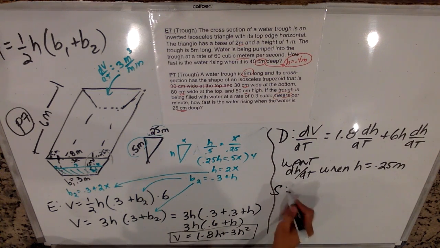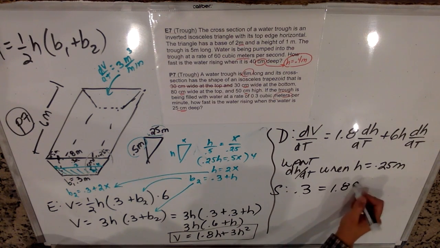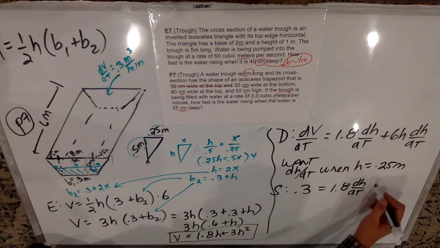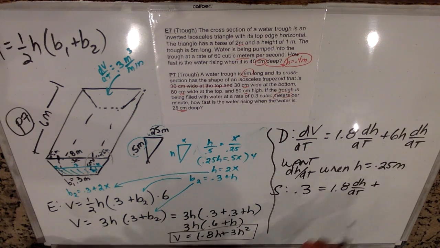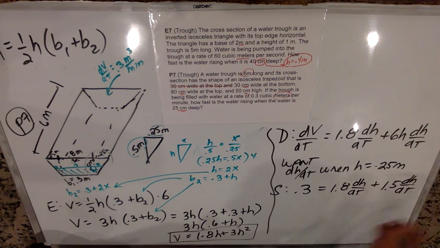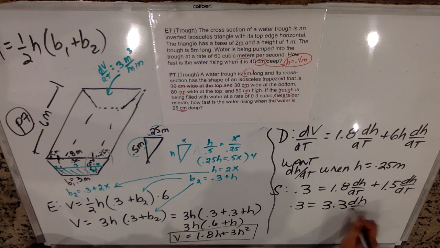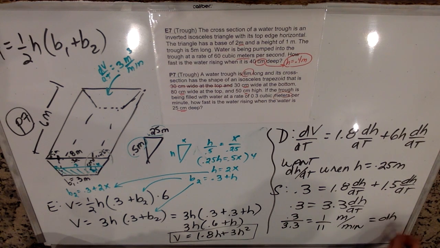So I'm just going to plug in those values. When I substitute, I get 0.3 equals 1.8 dh/dt plus 6 times 0.25, which is 1.5 dh/dt. So I'm going to get 0.3 equals 3.3 dh/dt. So 0.3 divided by 3.3 is 1/11. And that would be meters for the height and minute for the time. So there's my answer.